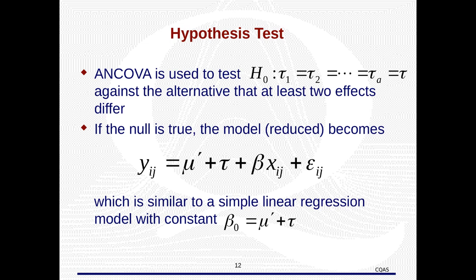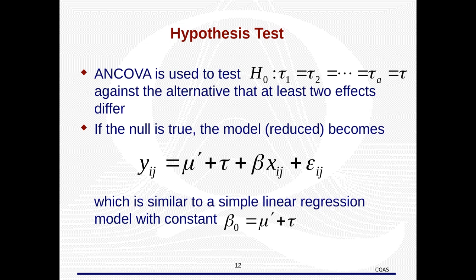This reduced model serves as our baseline for comparison. The key insight here is that by imposing the null hypothesis, we eliminate the treatment structure entirely. Every observation, regardless of group membership, follows the same linear relationship with the covariate. This simplification allows us to estimate the regression parameters more efficiently under the assumption of no treatment differences.